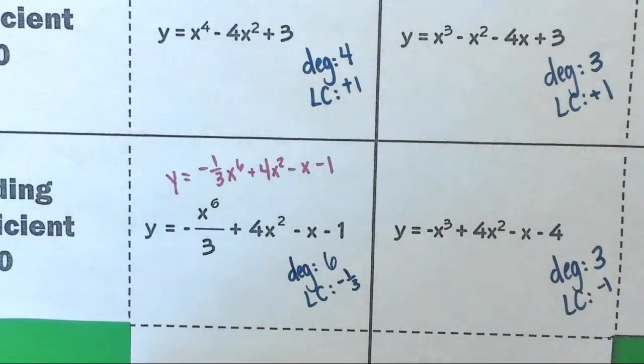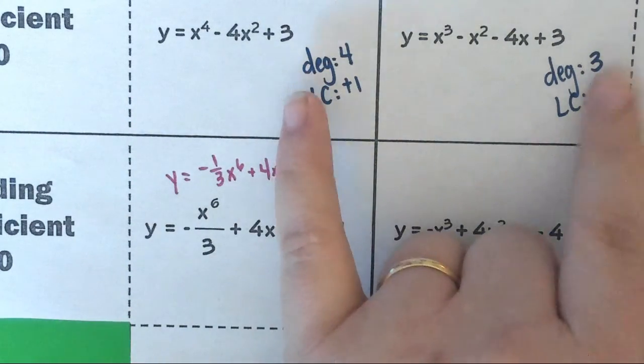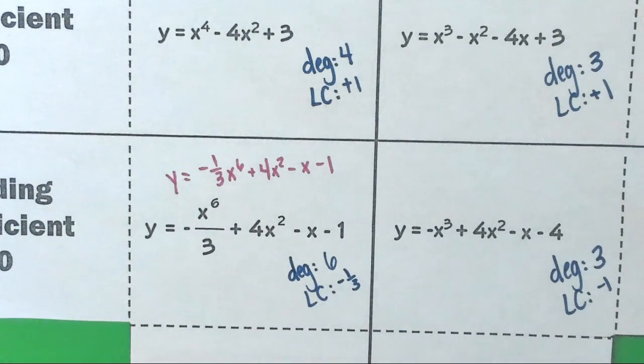Is it a negative leading coefficient? And then, is the degree even or odd? Apparently, the degree being even or odd and the leading coefficient being positive or negative is going to make a world of difference.